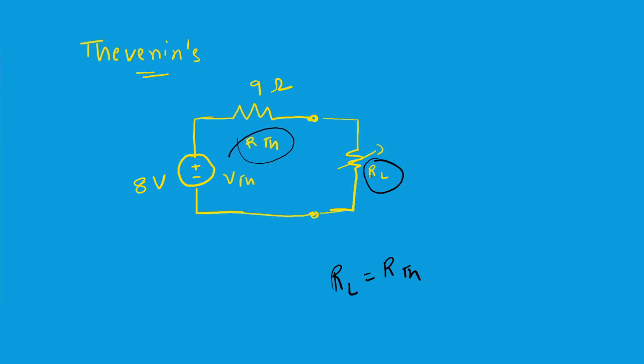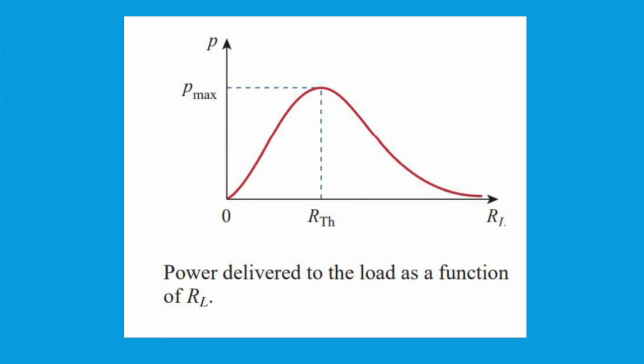For example, let's say we have this 9 ohms. Whenever this load resistance is 9 ohms, only then will maximum power transfer happen. If it is below 9 ohms, let's say 7 ohms or 6 ohms or 2 ohms, or above 9 ohms, that is 10 ohms, 12 ohms, 13 ohms or 100 ohms, there is no maximum power transfer. If you want to see it graphically, you can see here. At the resistance equal to R Thevenin, there only the maximum power transfer will happen.